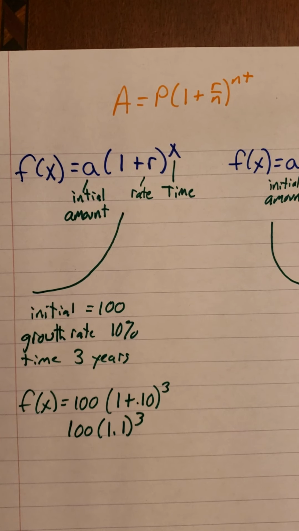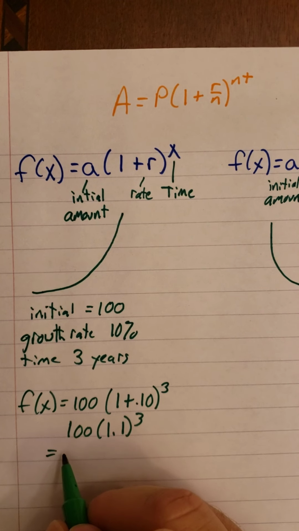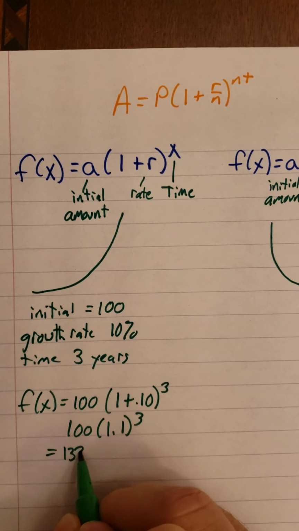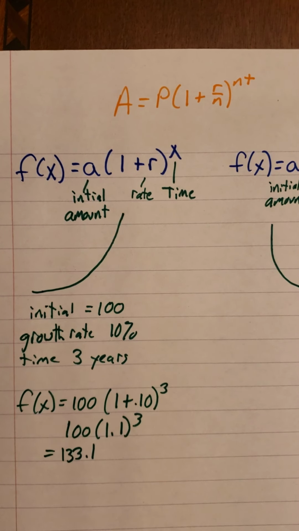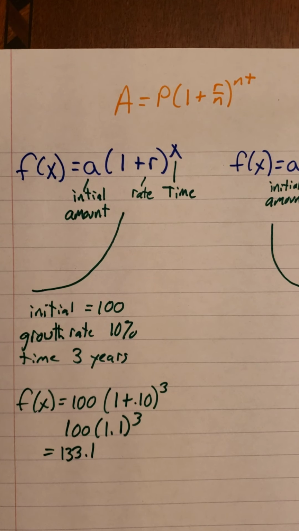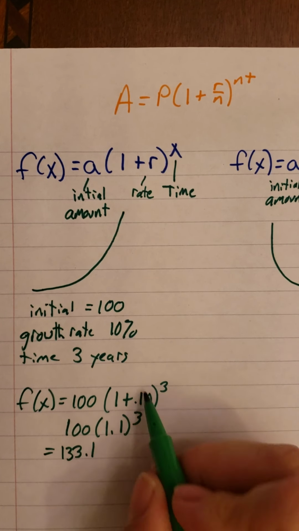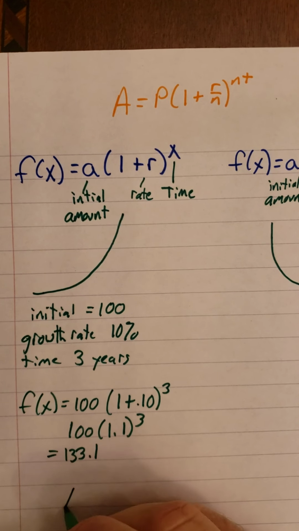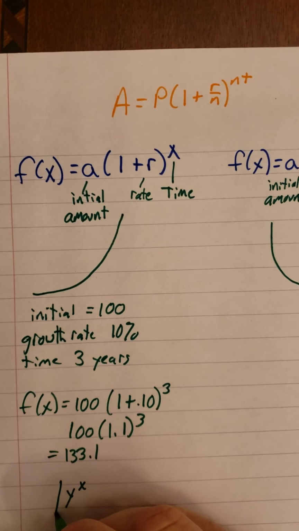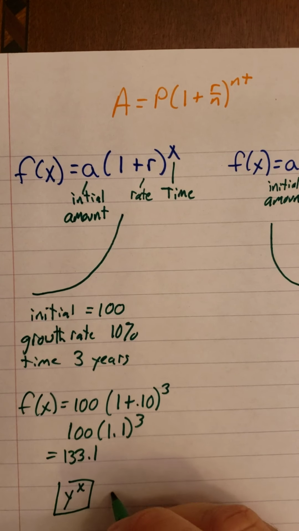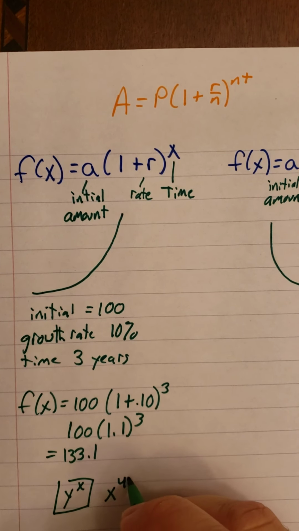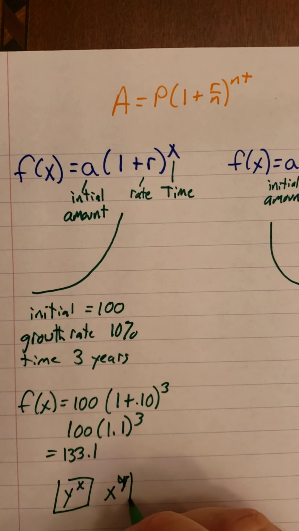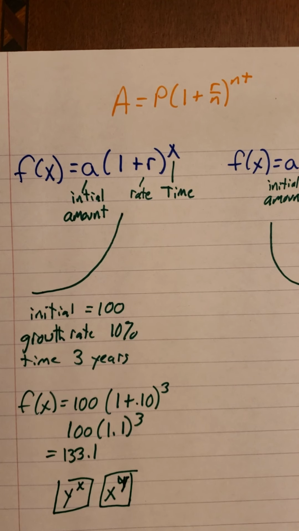Now when you go and type it all into the calculator, you should end up with 133.1 as your final answer. Now if you're working with one of the scientific calculators, because these exponents are going to get bigger and bigger, there's a button on there that is basically like this, y to the x, or sometimes it's x to the y. Should be a y, not a 4. And these are going to be your exponent buttons.